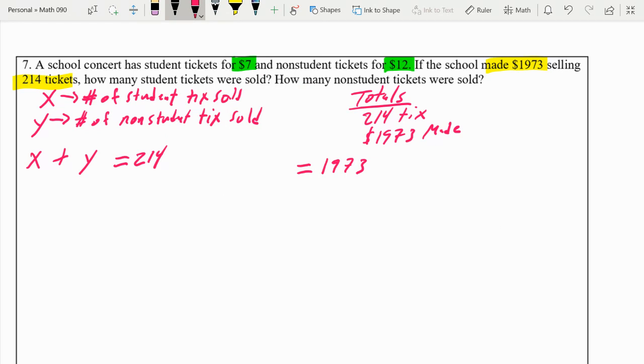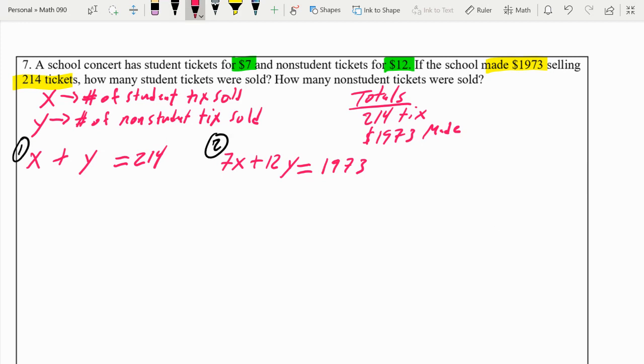this equation set up? Well, I know student tickets were $7. How many student tickets were sold? I don't know. I know non-student tickets are $12. How many were sold? I don't know. But between the two, they made $1,973.